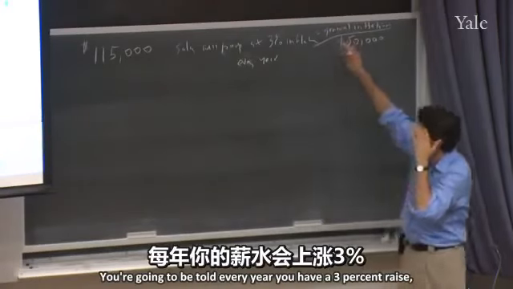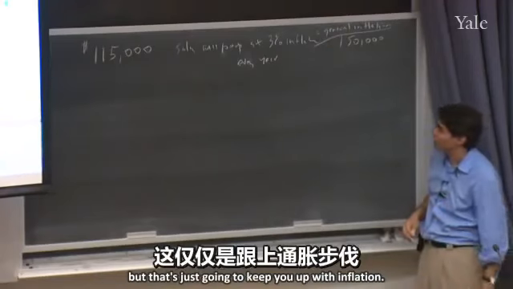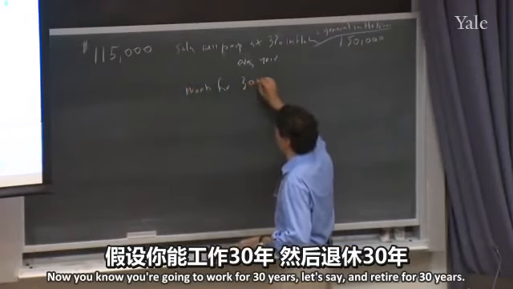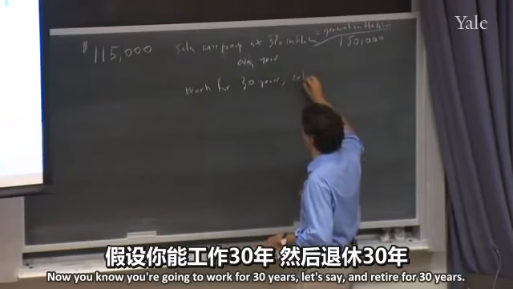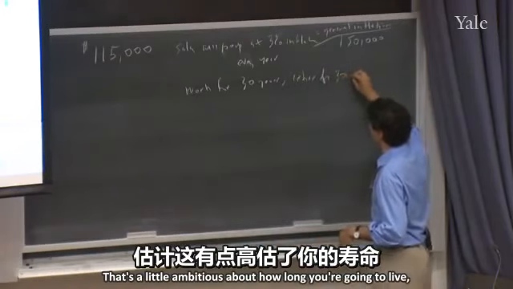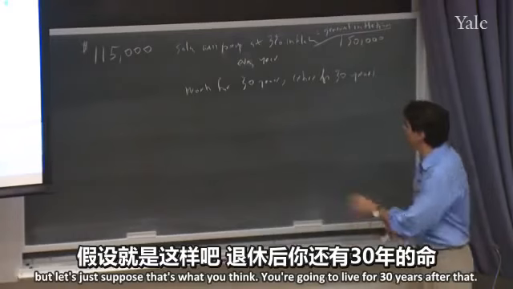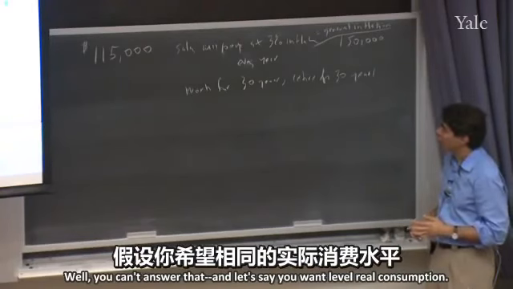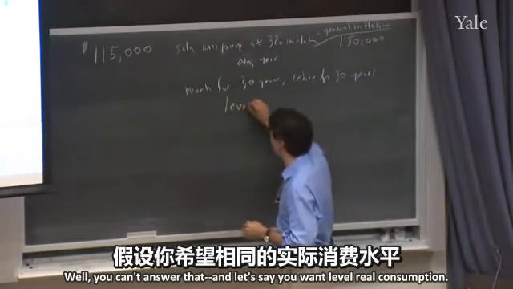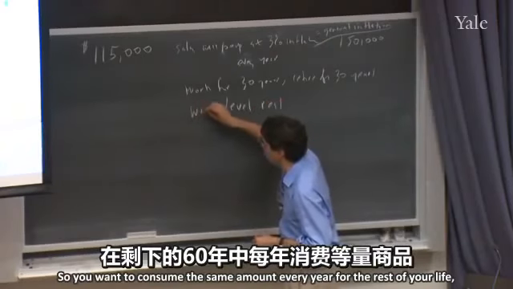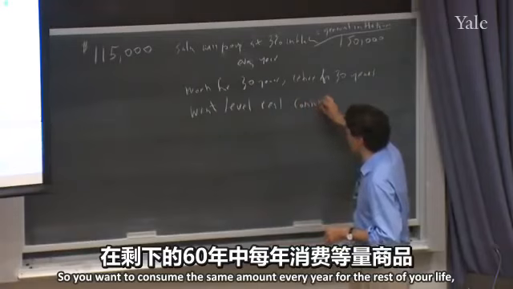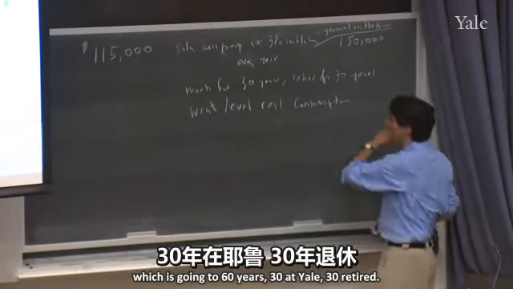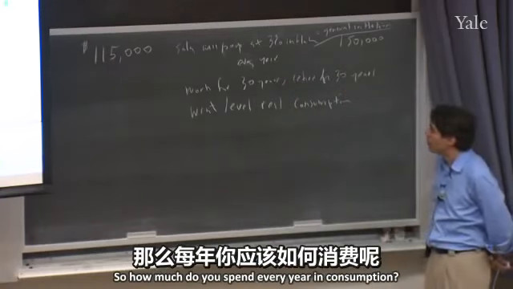You're going to be told every year you have a 3% raise, but that's just going to keep you up with inflation. Now you know you're going to work for 30 years, let's say, and retire for 30 years. A little ambitious about how long you're going to live, but let's just suppose that's what you think. You're going to live for 30 years after that. So how much should you spend every year? Well, you can't answer that. And let's say you want level real consumption. So you want to consume the same amount every year for the rest of your life, which is going to be 60 years, 30 at Yale, 30 retired. So how much do you spend every year in consumption?